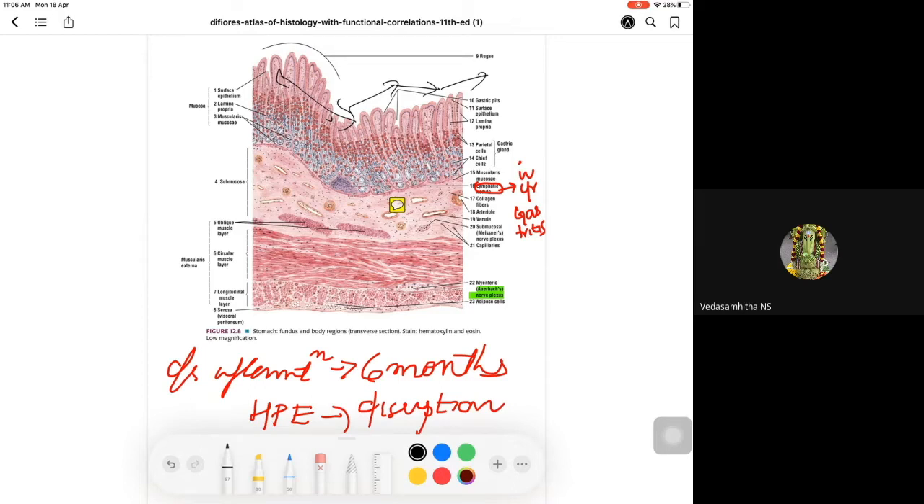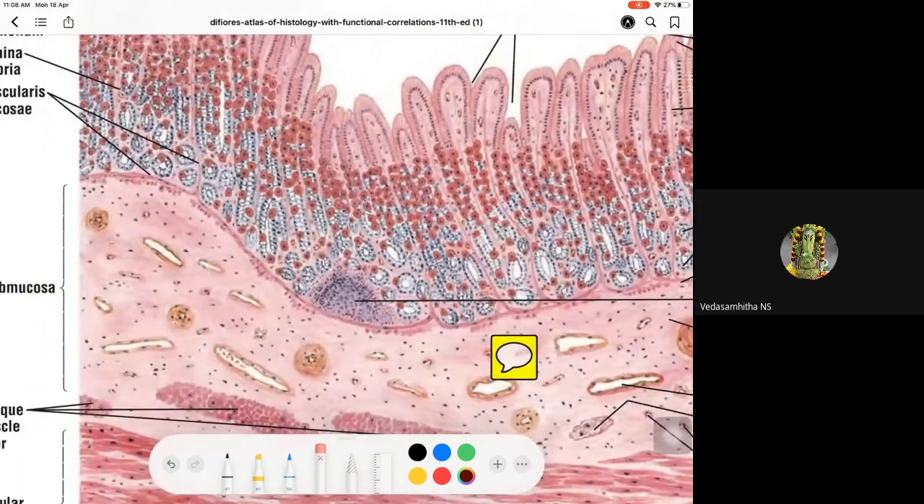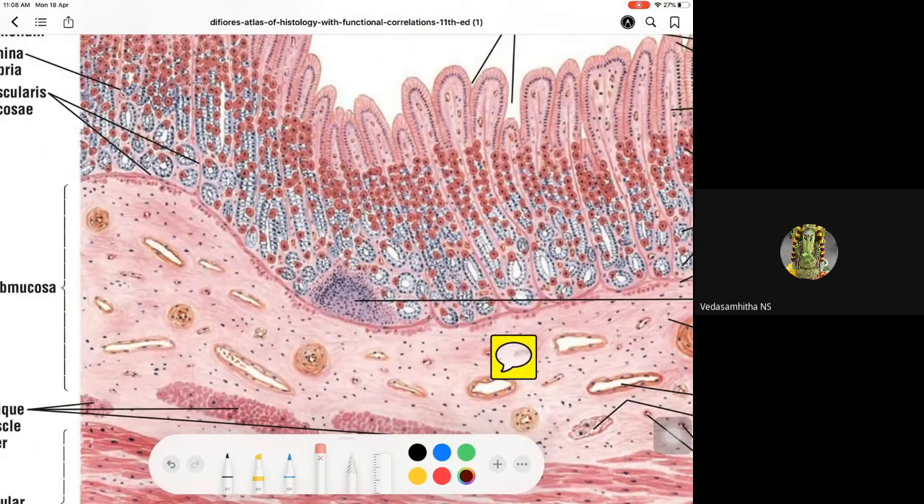There is no uniform size, shape, or distribution. That is very, very important for chronicity. Chronicity is decided by architectural changes, because people used to say that if you see lymphocytes or plasma cells, it is chronicity. And in the lamina propria, see, these are all plasma cells.